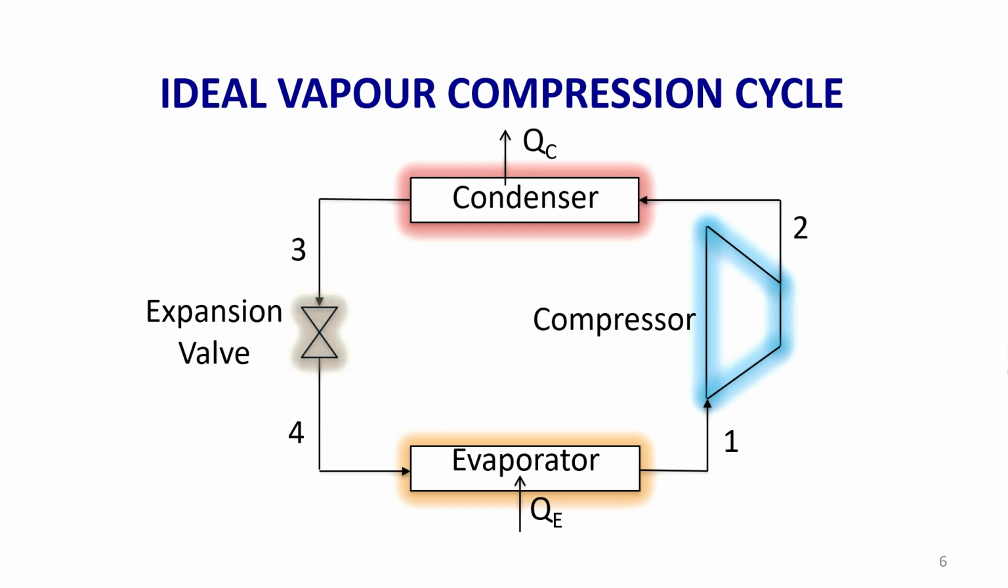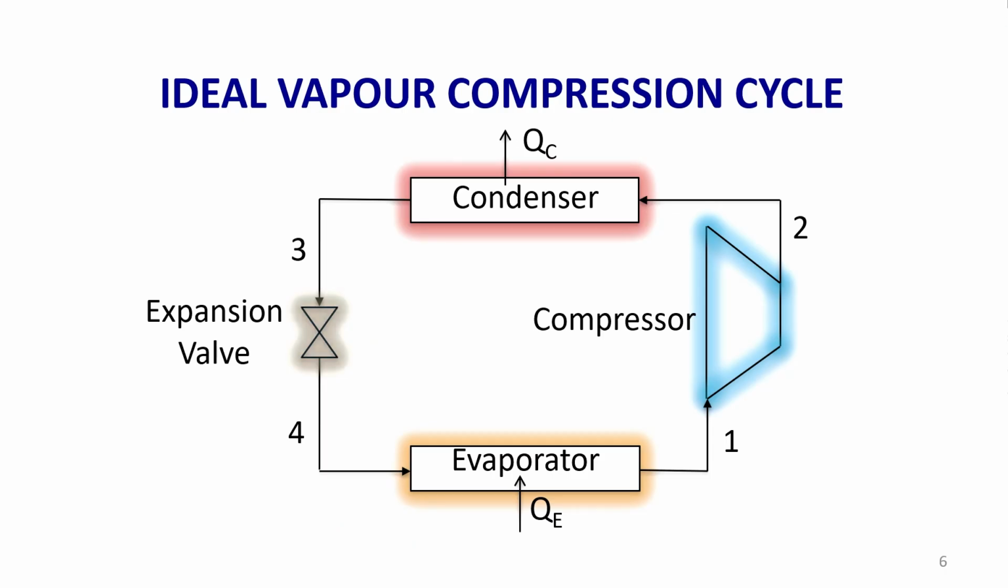The refrigerant which comes out of the evaporator is at low pressure and low temperature. In an ideal case, we assume there is no pressure drop and no losses. So whatever the temperature and pressure at which the refrigerant leaves the evaporator, it will be in the same condition when it enters the compressor. That is why we use only one state, but in the actual case there will be pressure drop and losses, so the temperature and pressure at this point may not be the same as at that point.